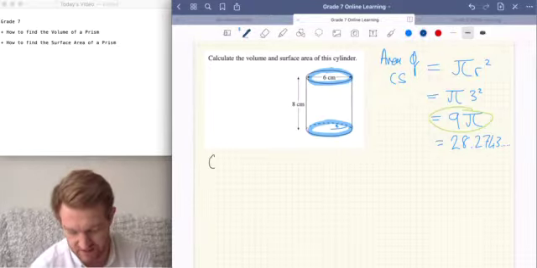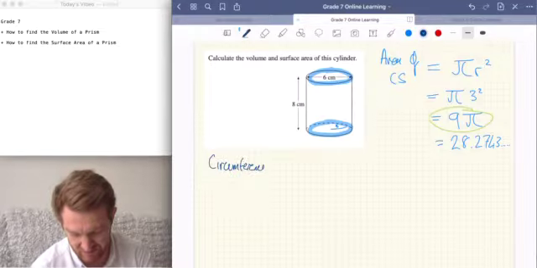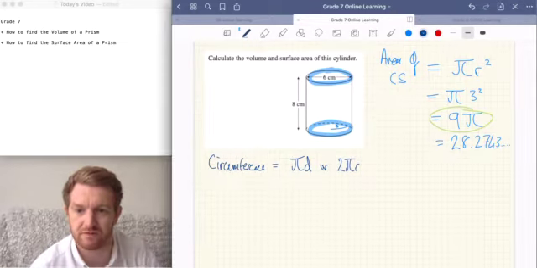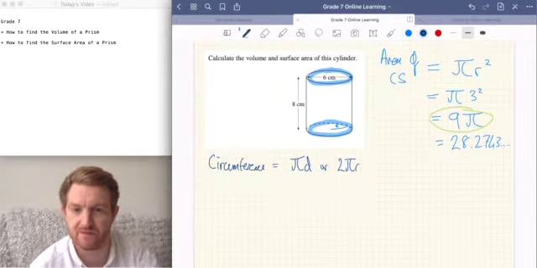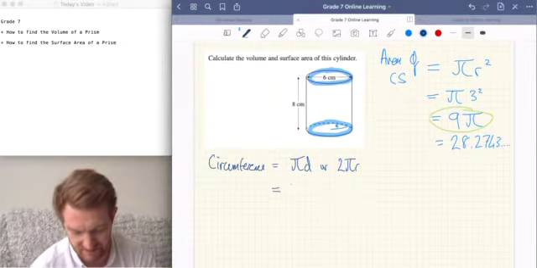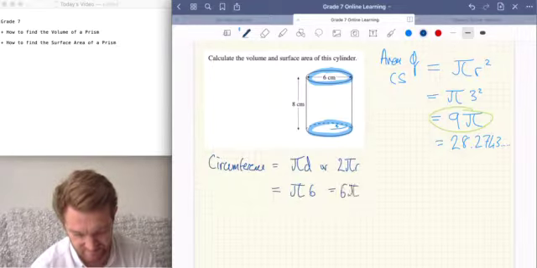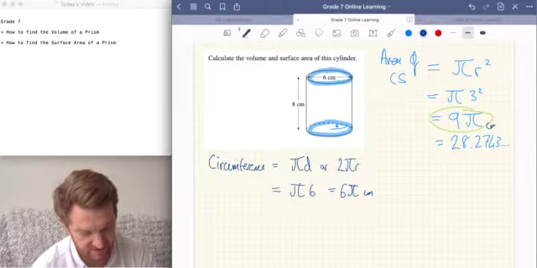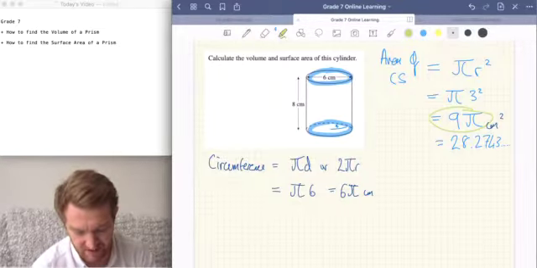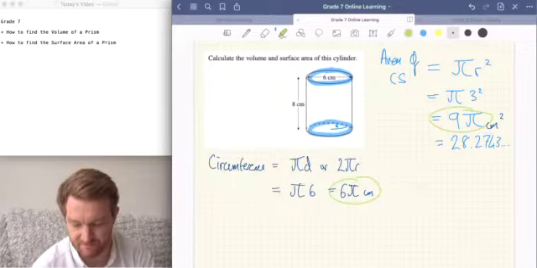We can do the circumference, which of course is the circle word for perimeter. Circumference was pi times diameter, or 2 pi radius. So here the diameter is 6, so pi times 6, which is just 6 pi centimeters. This is 9 pi centimeters squared. We're going to keep it as this one here. You'll see why again in a moment.